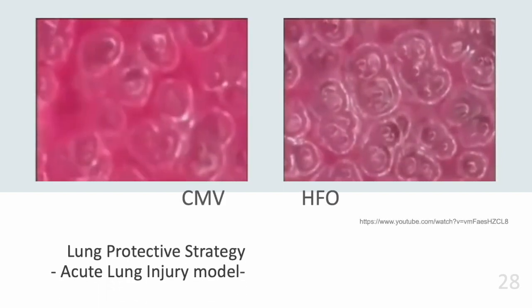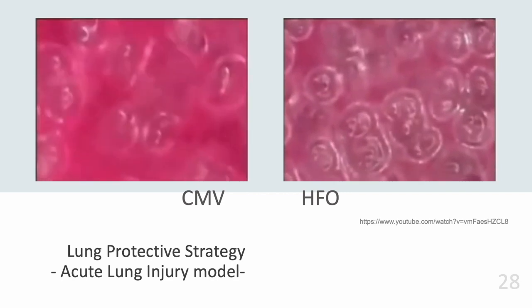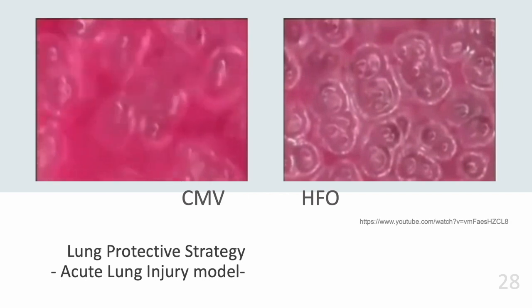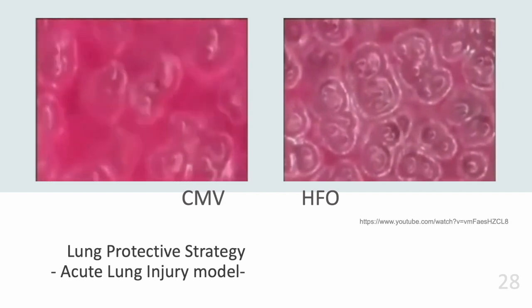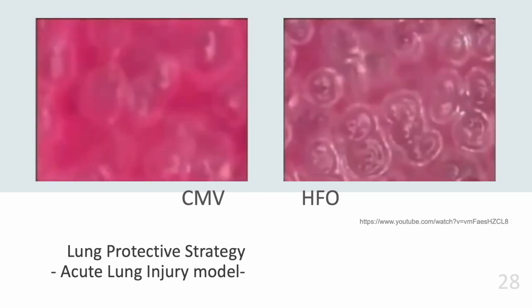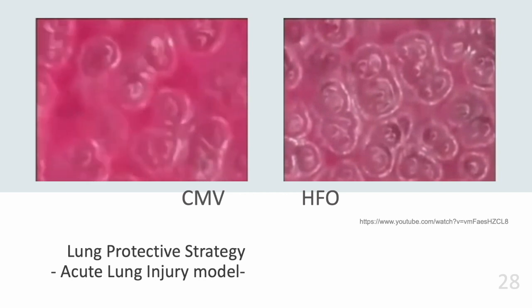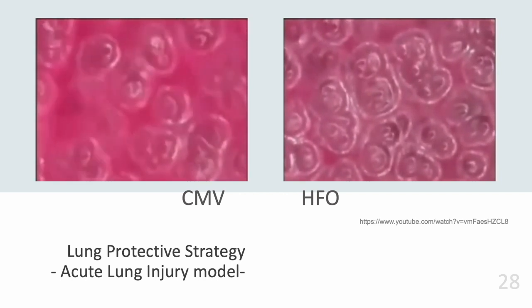A magnified image of the lungs is shown in the video. In the CMV on the left, you can see the alveoli expanded during inspiration, but collapsed during expiration. On the other hand, in HFO, even during exhalation, the lung expansion is preserved.